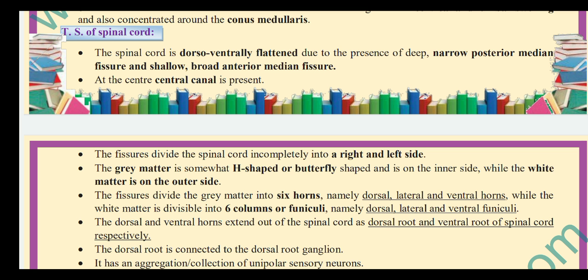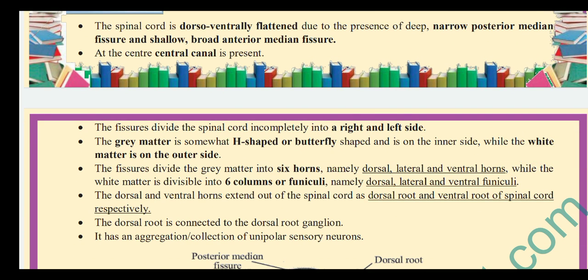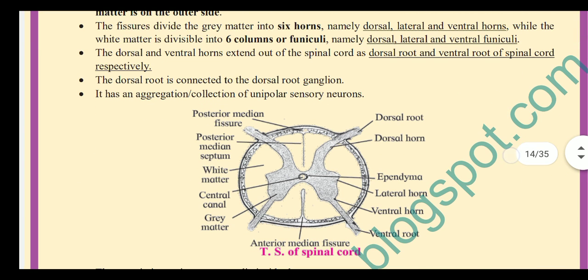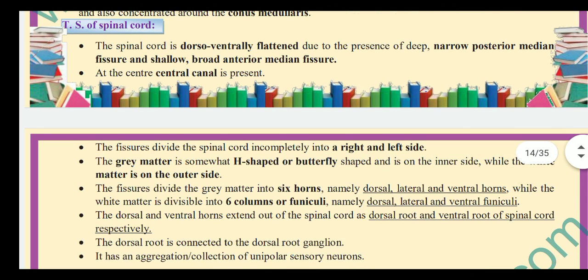Now the histology of the spinal cord. In the TS of the spinal cord, it is flattened dorsoventrally due to the presence of a deep, narrow posterior median fissure and a shallow, broad anterior median fissure. Here we can check the posterior median fissure and posterior median septum. So one is deep and narrow, and one is shallow and broad.